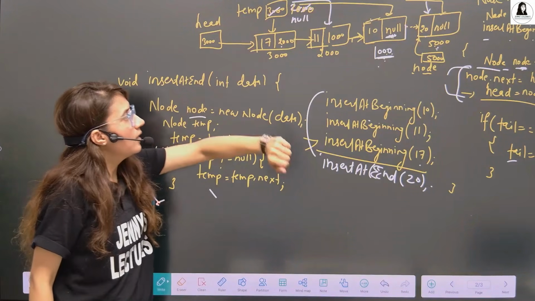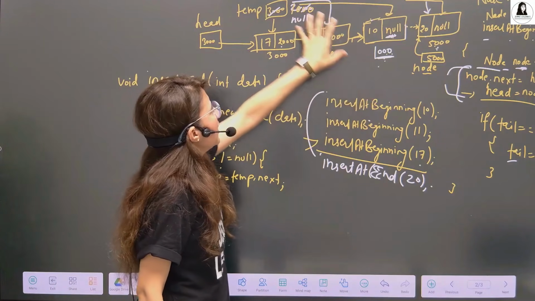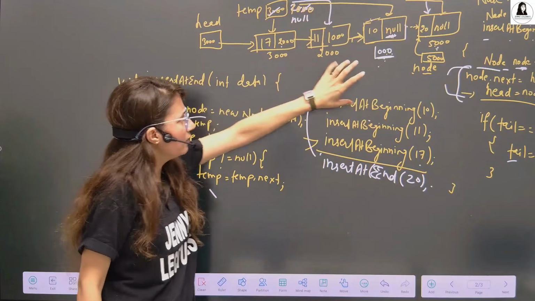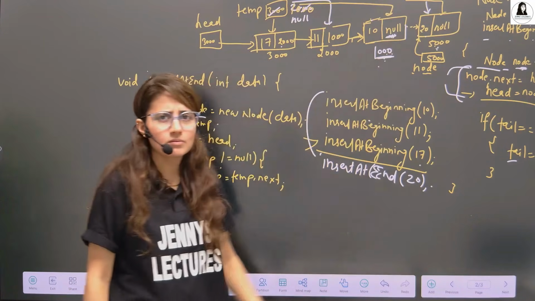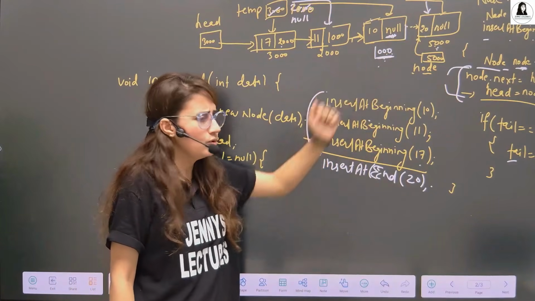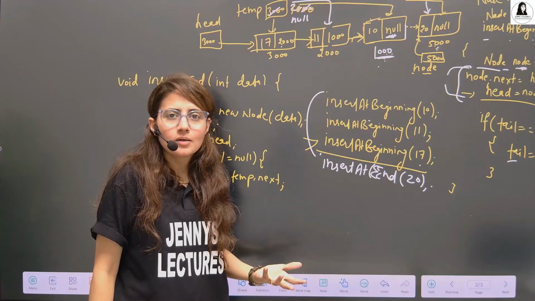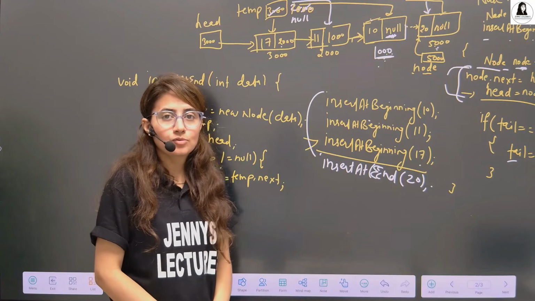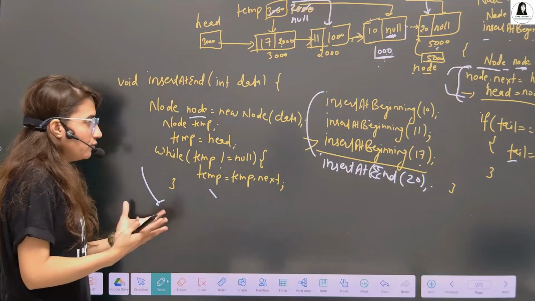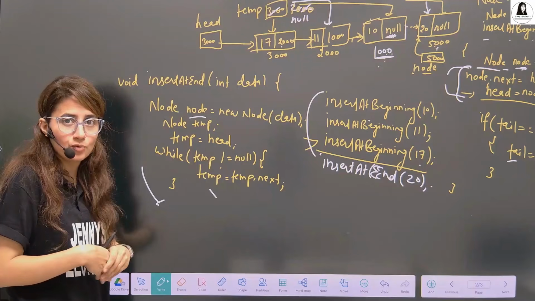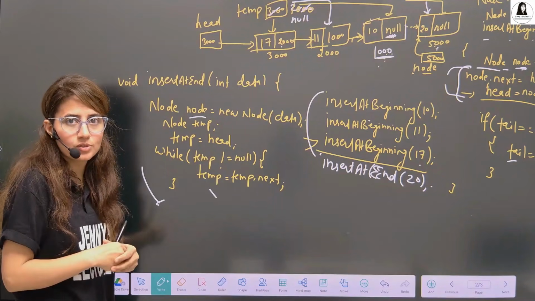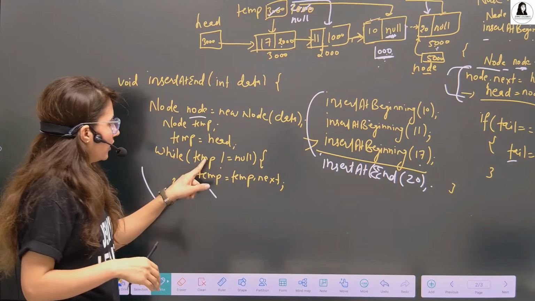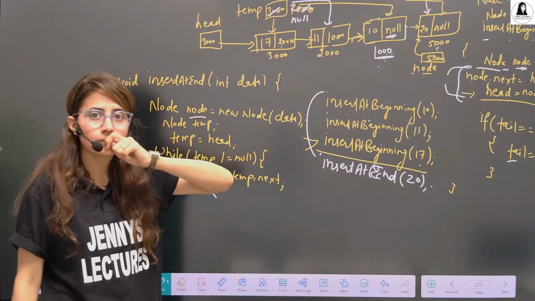So if temp is null, is it making any sense? Can we access the next part of this node? No, because temp is null, and null dot anything, you will get a null pointer exception. So how to change it? Where have we done something wrong? Just pause the video and think about this. I don't want the temp to be null.